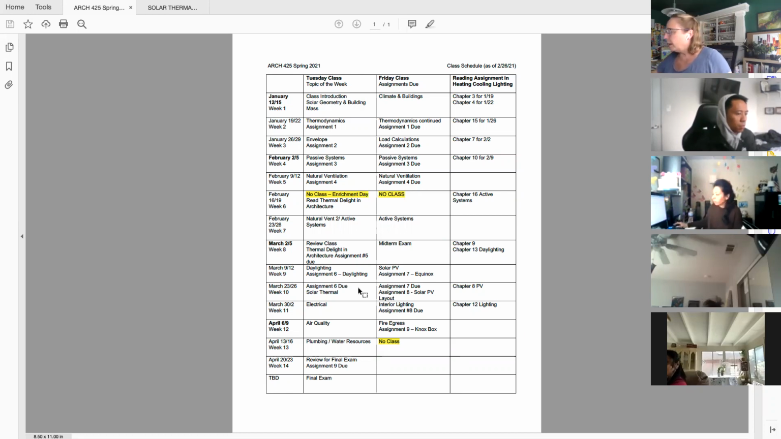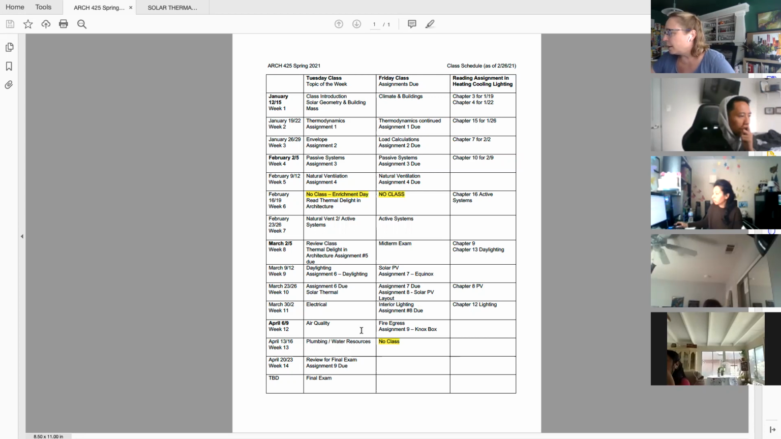The chapter in the book that talks about solar is chapter 8. Please go ahead and read that. It's pretty good. It's pretty straightforward. It's not a really long chapter. And then next week, we're going to jump into electrical and lighting. The corresponding textbook chapter is chapter 12.